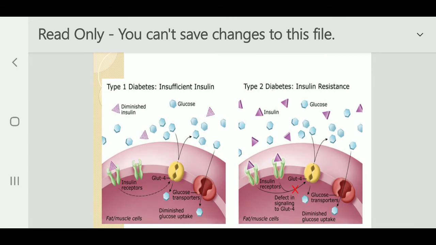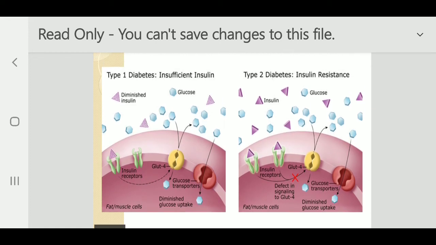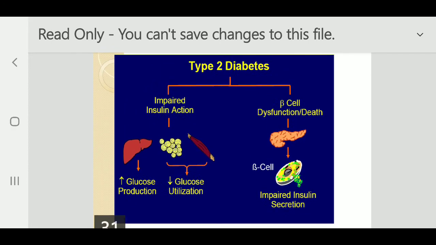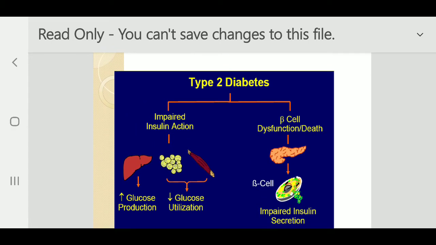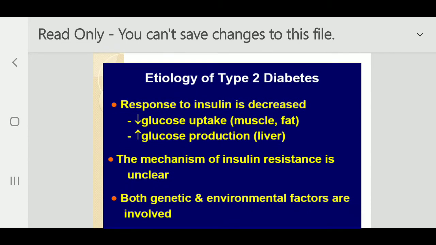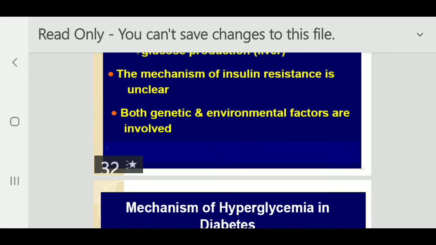Now, this is a diagram that shows you the difference between diabetes type 1 and diabetes type 2, in which there is insufficient insulin, and here there is sufficient insulin, but there is insulin receptor, and it is the GLUT4 receptor that is mostly involved in the insulin resistance. It is the same diagram that I showed you earlier, that shows you that impaired insulin action is the important feature of type 2 diabetes. Now, the same thing. Response to insulin is decreased glucose uptake in the muscle and the fat, increased glucose production by the liver, and the mechanism of insulin resistance is unclear.